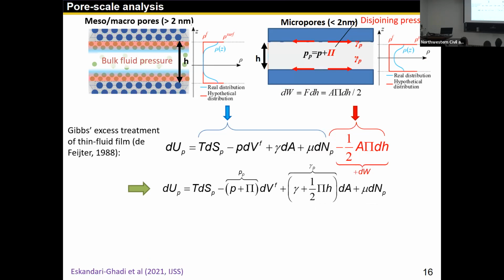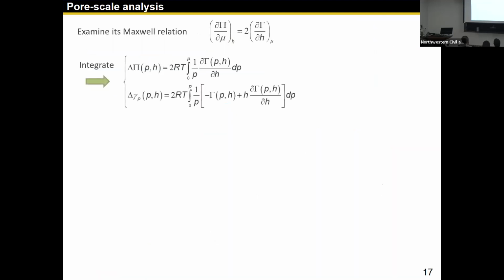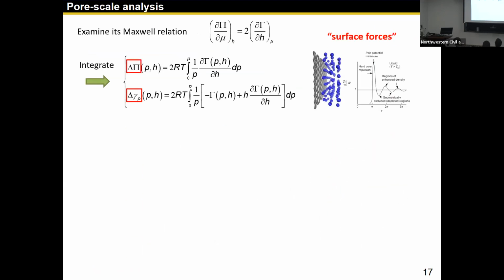That pi is also called disjoining pressure in a lot of material science literature. The surface tension is also modified with that pi term. So once that is done, you can see the Gibbs isotherm needs to be updated to incorporate the pore size change effect. That's not helpful too much, but if you examine its Maxwell relation and integrate, you can get the explicit expression of the disjoining pressure and surface tension from thermodynamics alone. These two are the most important concepts, I would say, in this framework, which I call surface pore mechanics.